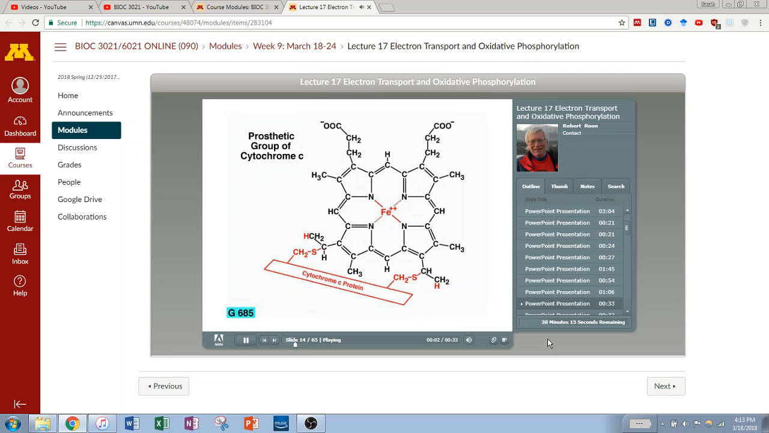This slide shows the structure of the heme group of cytochrome C. The prosthetic group of cytochrome C is very similar to the heme found in hemoglobin, except that it's covalently attached to the protein through two thioether linkages. The heme side chains that are connected to the protein were unsaturated vinyl groups prior to attachment to the protein. The double bonds of these vinyl groups were reduced when the heme was attached to the protein cysteine residues.